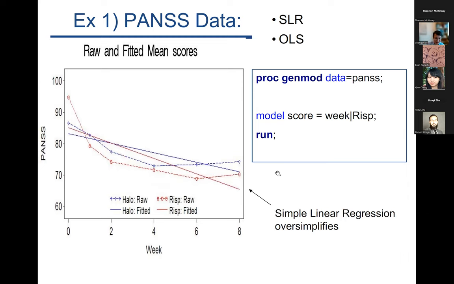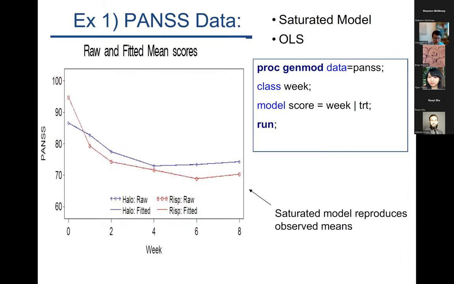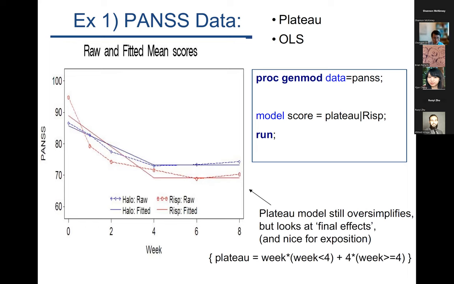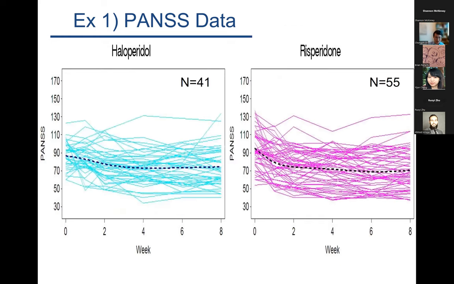So in this case, everybody might have his or her own opinion, but I would say maybe this plateau model is a reasonable medium in the middle. You have the parameter telling you the slope before week four, and it also captures the trend that the effect is more constant after week four. So it's really simple, and the parameter is really interpretable, but it still fits the data better than the simple regression models.